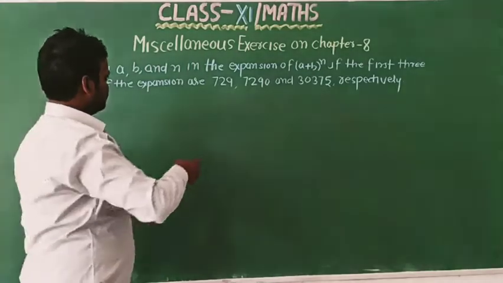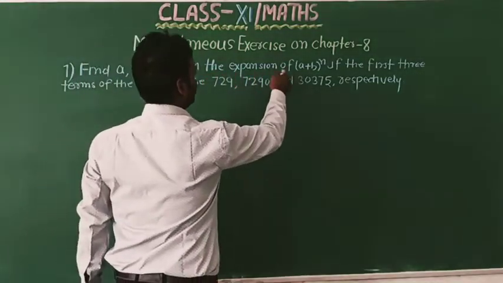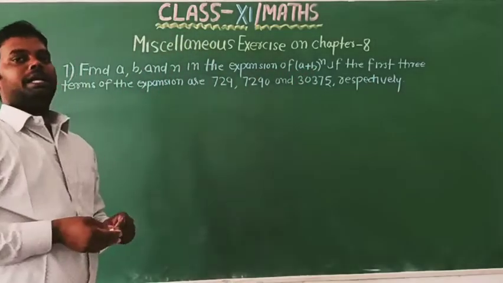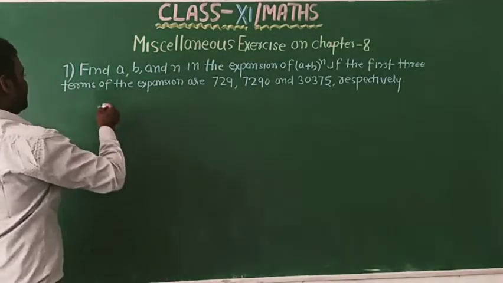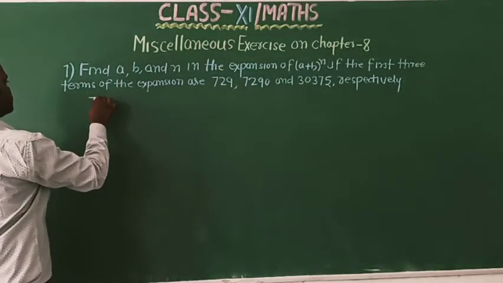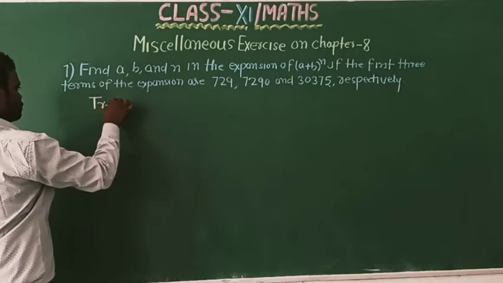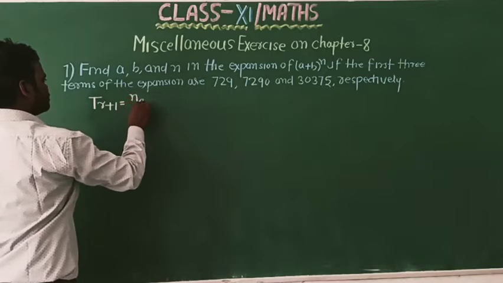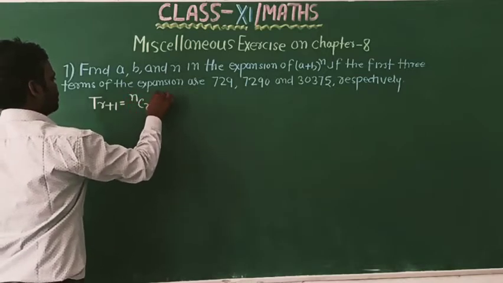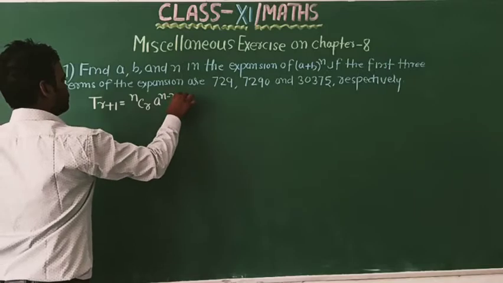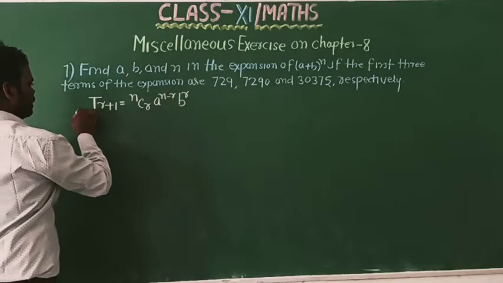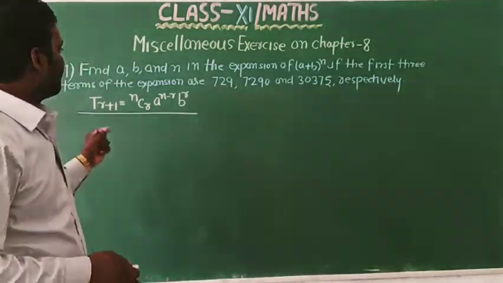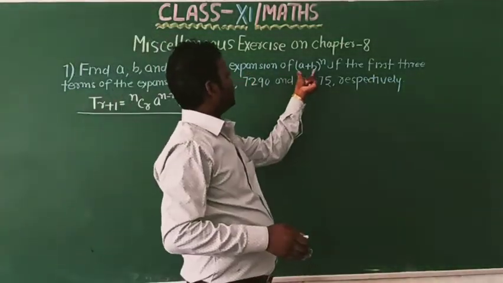So as we know, the (r + 1)th term in the expansion of (a + b) to the power n is given by T(r+1) = nCr a to the power n minus r and b to the power r. So this is the (r + 1)th term of the expansion of (a + b) to the power n.